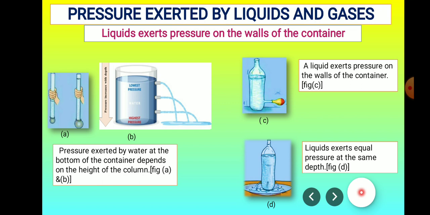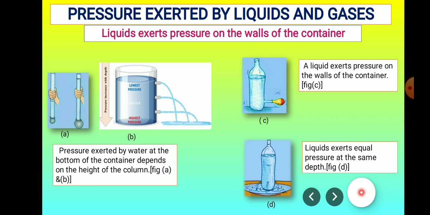So, in figure A, there is a plastic tube which is open at both the ends. It is filled with water and a rubber balloon is attached at the bottom. As the water level is maintained, the balloon bulges out. If we increase the amount of water, the balloon bulges out more.